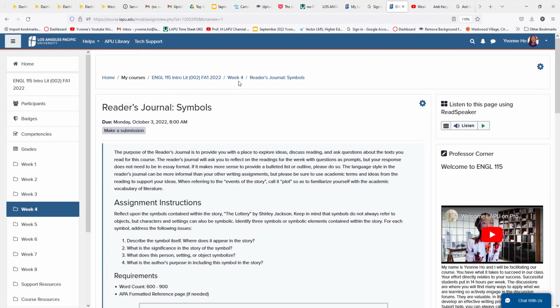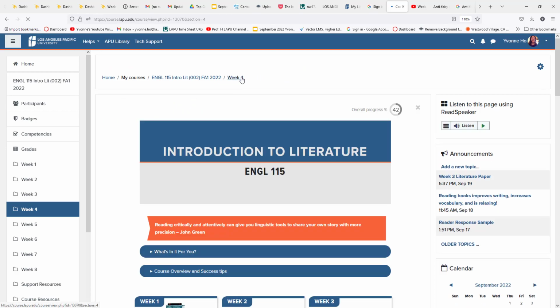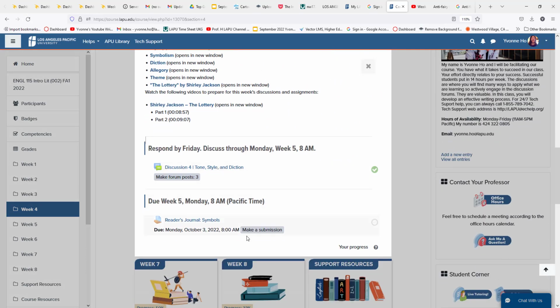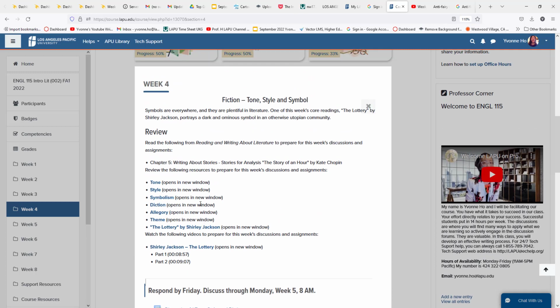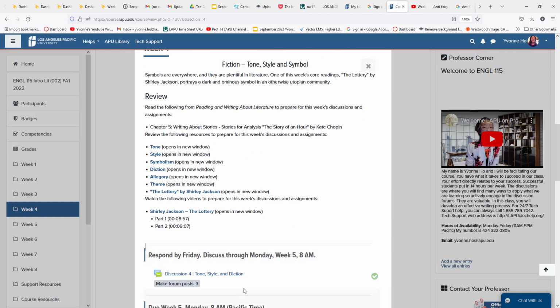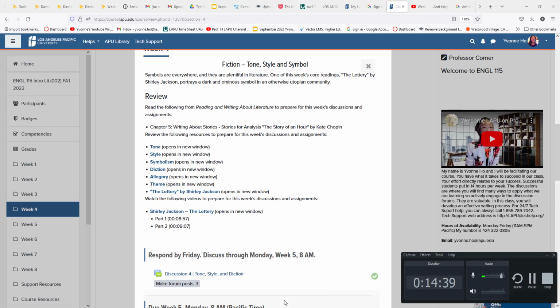So let me go to week 4, see if there's any other assignments that you need to do. I think I went over that. Okay, it's just these 2. So basically in week 4 you just have to do your tone, style, and diction, and then the reader's journal on symbols. And so I've already gone over what all of these words mean in my week 4 lecture, so you can go watch my week 4 lecture for more information about week 4. And if you have any questions, you can always email me.